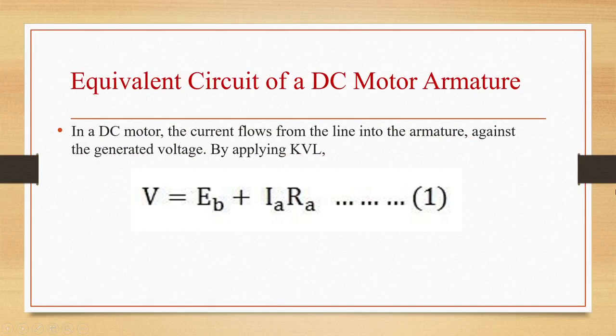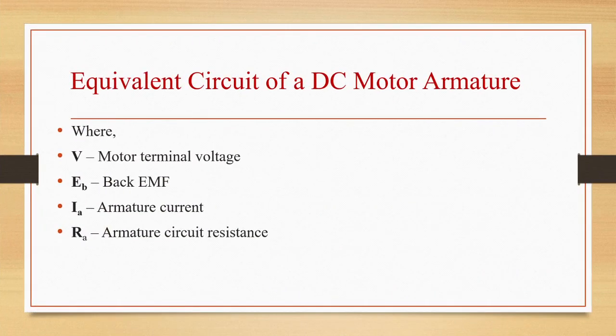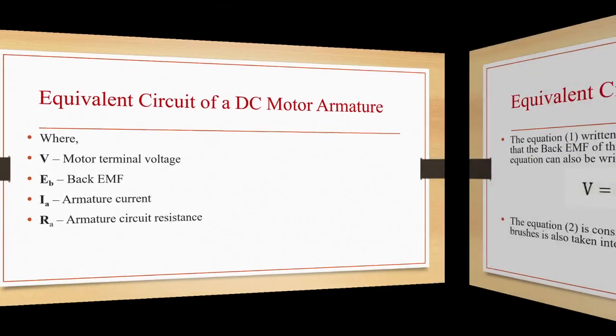So in a DC motor, current flows from the line into the armature against the generated voltage. By applying Kirchhoff's voltage law to this circuit, we get the equation V is equal to EB plus IARA. So the algebraic sum of all the voltages is equal to 0. So V minus EB minus IARA is equal to 0, or we can write this equation as V is equal to EB plus IARA, where V is the motor terminal voltage, EB is the back EMF, IA is the armature current, RA is the armature circuit resistance.